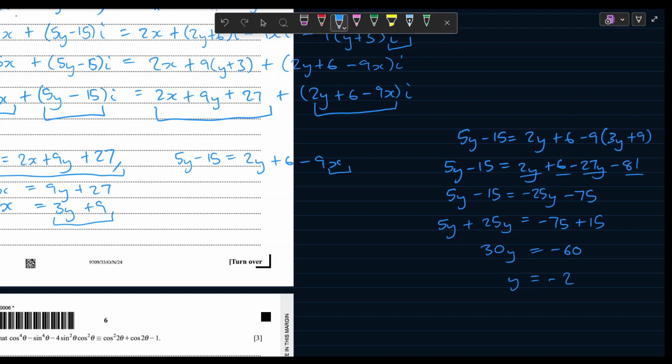So if y is negative 2, it means that our x, which is 3y plus 9, is going to be 3 times negative 2 plus 9. So x is negative 6 plus 9, which is positive 3. So we can conclude that therefore our answer, remember, it's of the form x plus iy, so it's 3 minus 2i.